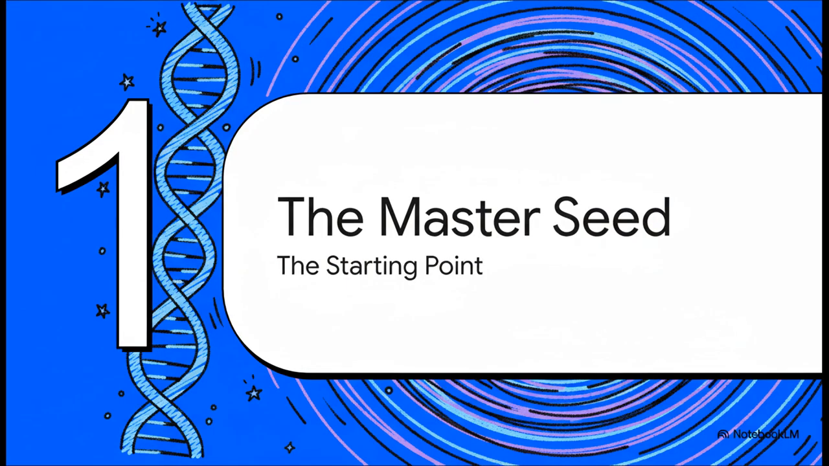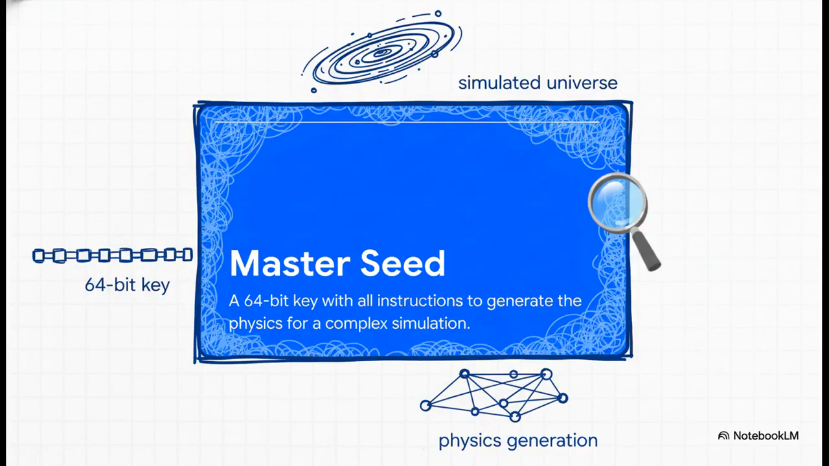It all starts with this core concept, something the source material calls the master seed. And really, this is the starting point for, well, for everything else. So, the best way to think about this master seed is not just as some random number. No, it's more like the digital DNA for an entire simulated system. I mean, every single instruction, we're talking the laws of physics for this little universe, is packed right inside this one super elegant 64-bit key.